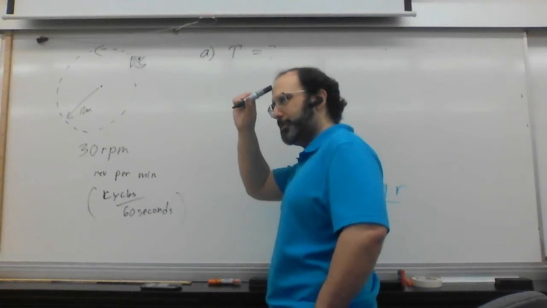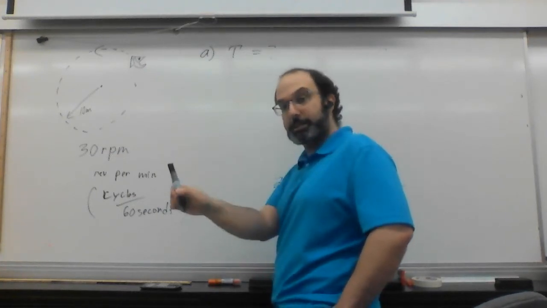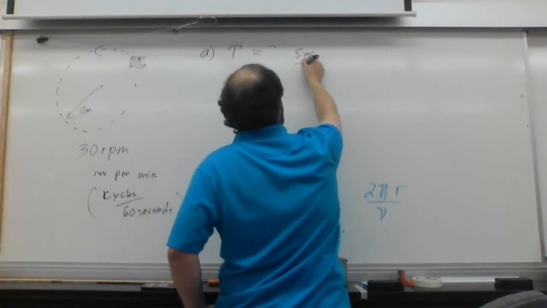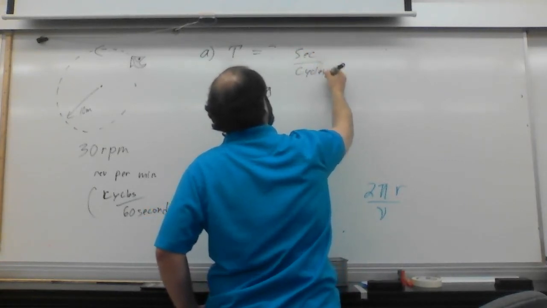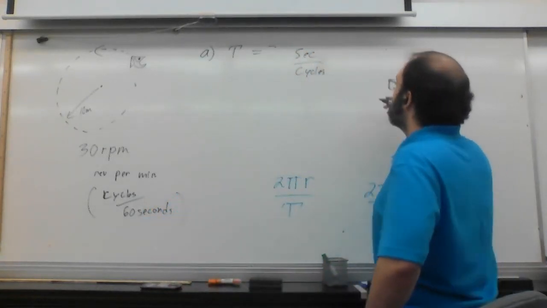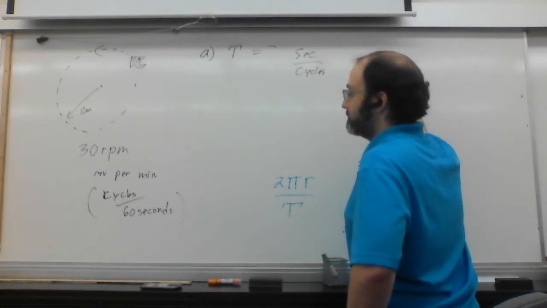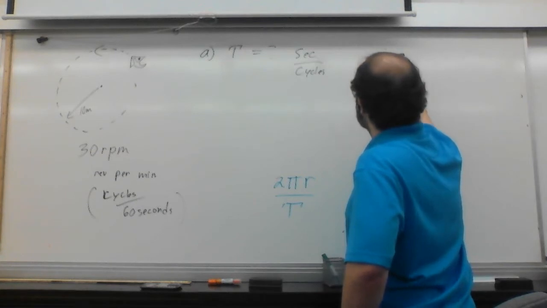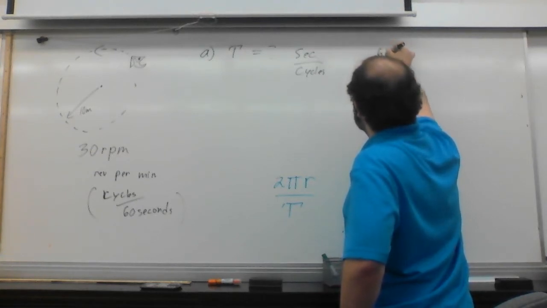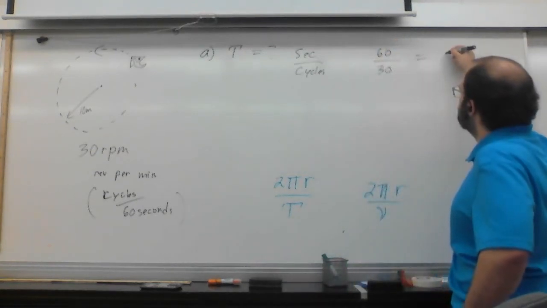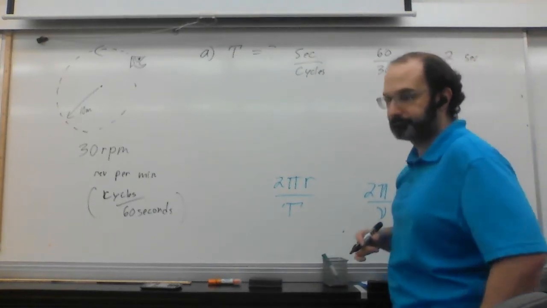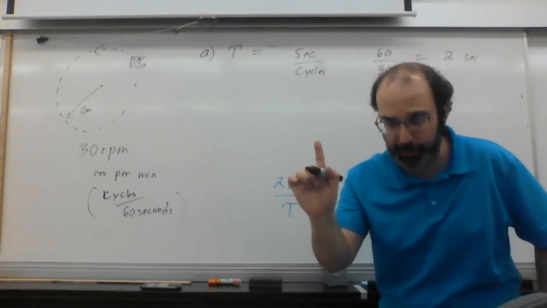Period. Which one's period? Oh, can we remember? Yes, it's seconds over cycles. Okay, so it says that I get 30 revolutions per minute. So that's going to be 30 cycles in a minute, which is the same as 60 seconds. So that's going to be 2 seconds per cycle. It's a pretty slow model airplane.